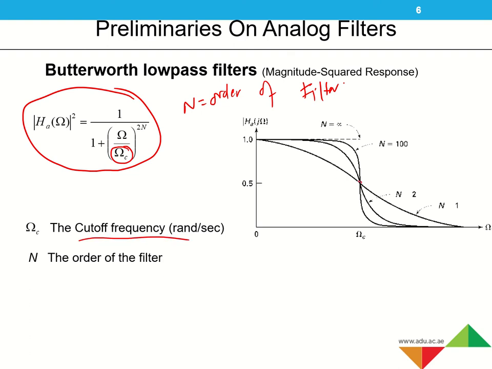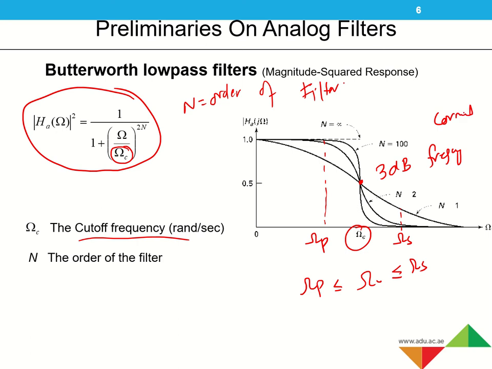For example, this is the cutoff frequency. Here we will have the pass band frequency and here the stop band frequency. So the cutoff frequency is greater than the pass band frequency and less than the stop band frequency. Typically we define the cutoff frequency as the 3 dB frequency or corner frequency, the point where the magnitude from the top is reduced by 3 dB.